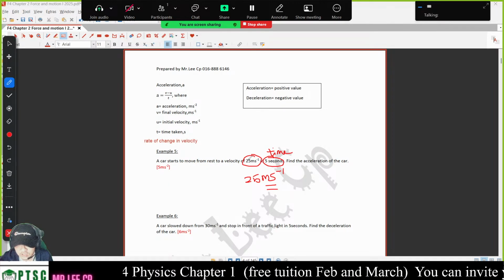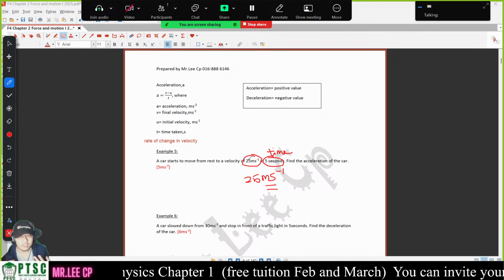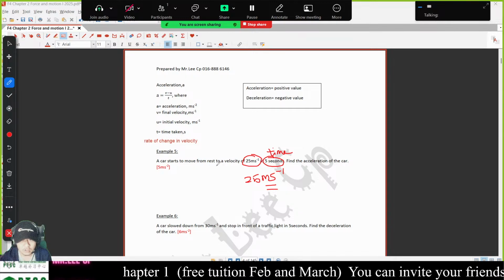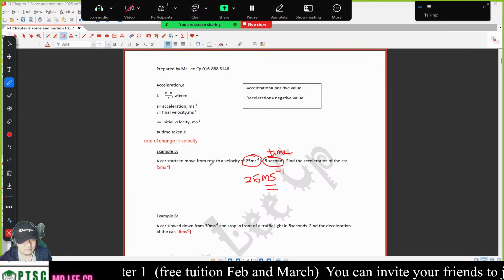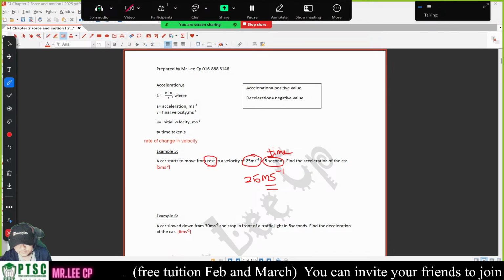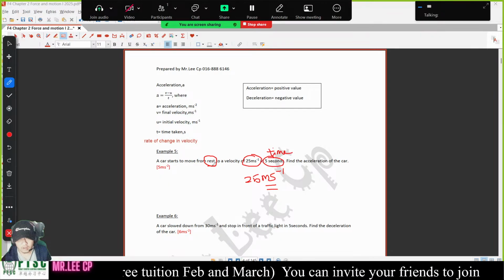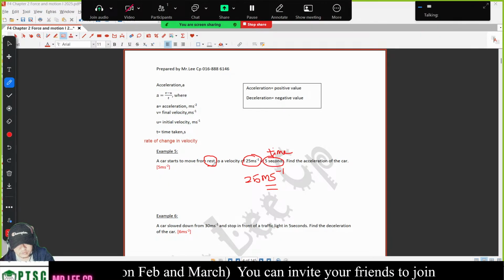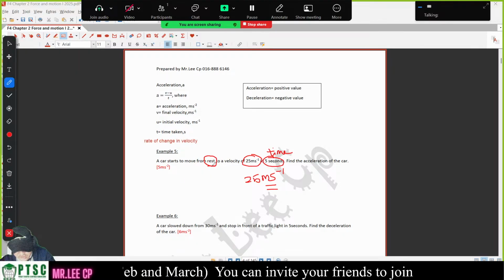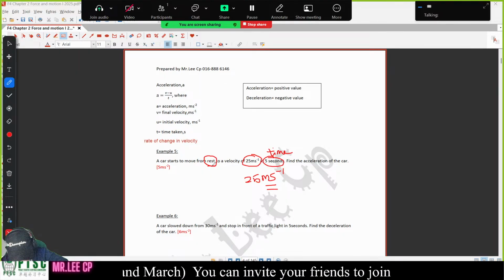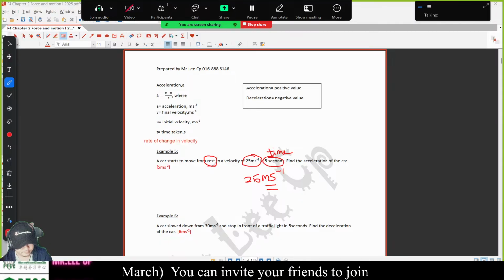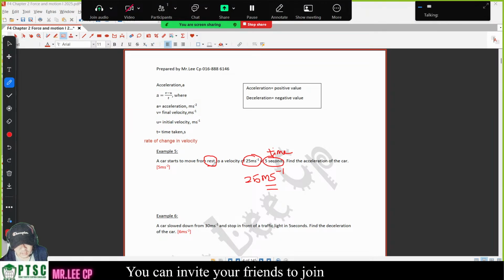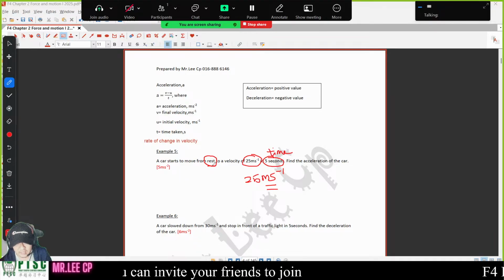So this velocity is final or initial? You need to identify them. Alright, so there is some hidden information here, which is rest. A car starts to move from rest. At first you are at rest, at first you are not moving. The car is not moving. And then it goes to 25. So starting velocity is 0. Final velocity is 25. So you need to know.